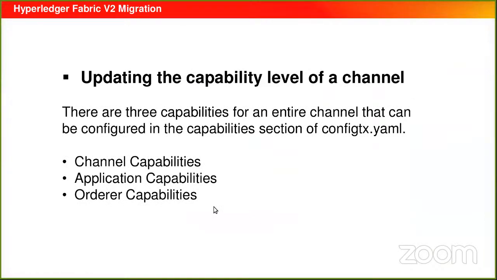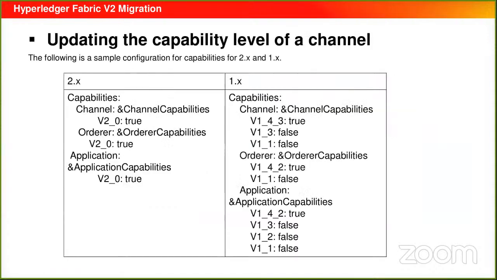Another thing is that there are three capabilities of the entire channel that can be configured in the capabilities section of the config YAML file: channel capability, application capability, and orderer capability. So again, when you're upgrading, you have to make sure you upgrade all of these capabilities. One is for the channel, one for the application, like your smart contract or chaincode, and one for the orderer, which also is part of where the policies go.